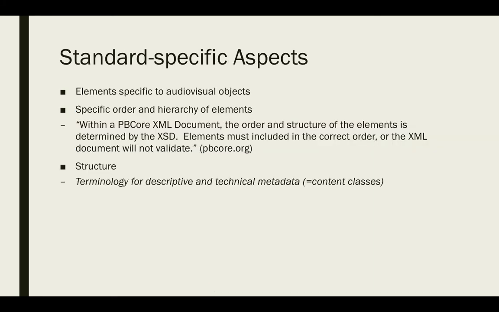So some of the aspects that are specific to this standard, the main one is that the elements are very specific to audiovisual objects. This is a standard that was created for its community and is very, very specific. There's also a specific order and hierarchy of elements, and they must be included in the correct order or the document will not validate. And something that I just found interesting in studying this standard was the terminology for descriptive and technical metadata, how they're called content classes, and just the general division of different aspects of the structure.